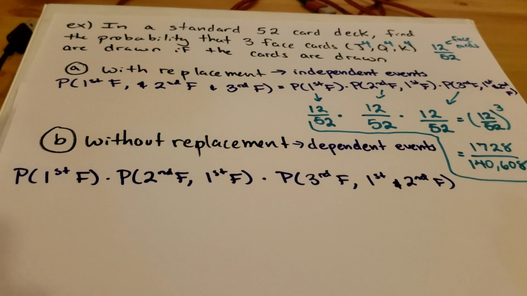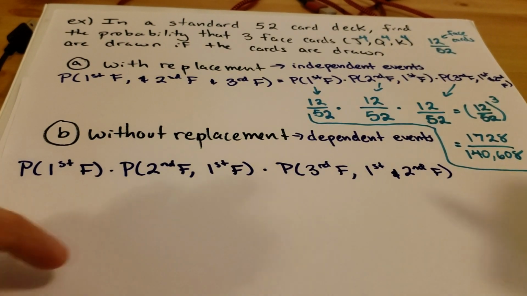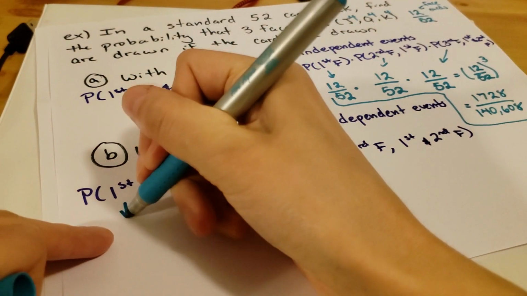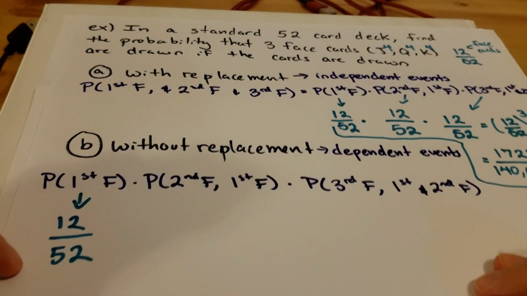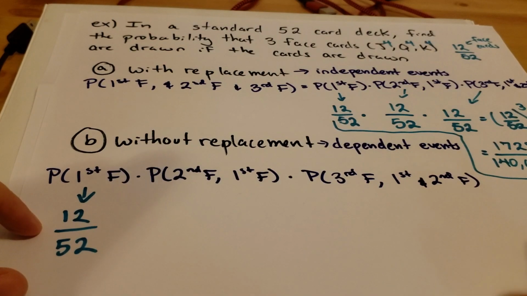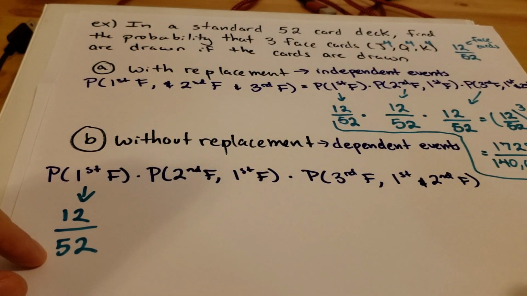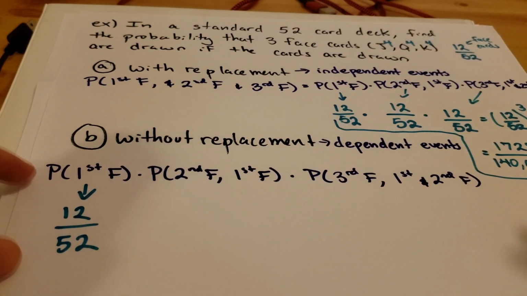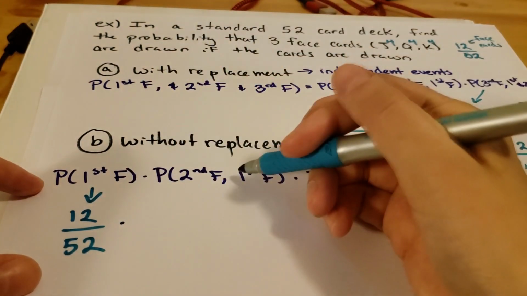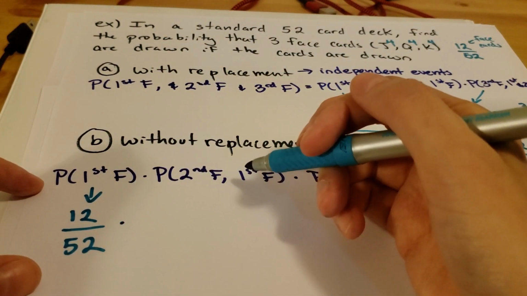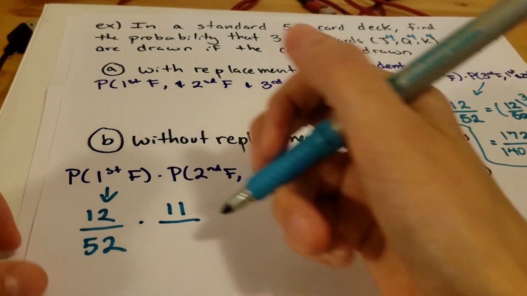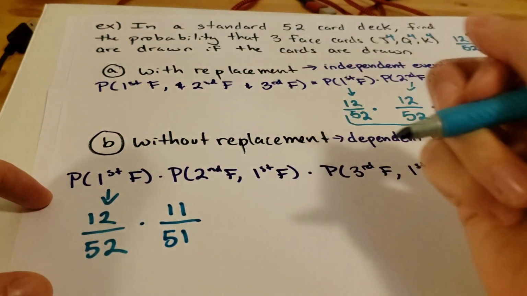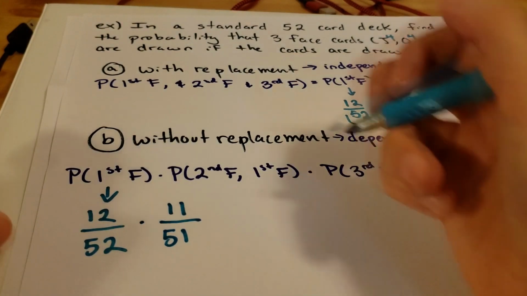So the probability that the first card is a face card is still going to be 12 out of 52, just like it was in the previous example. When we start out, there's 12 face cards in the deck, and there's 52 cards in the deck total. So it's still 12 out of 52. But now when we're getting our second face card, we've removed 1 face card from the deck, so there's only 11 of them left, right? We didn't put the card back, and now there's only 51 cards in the deck because we took 1 card out and didn't put it back.